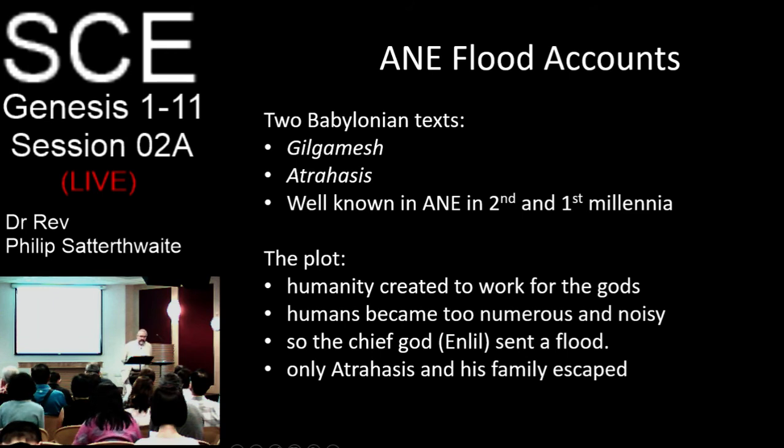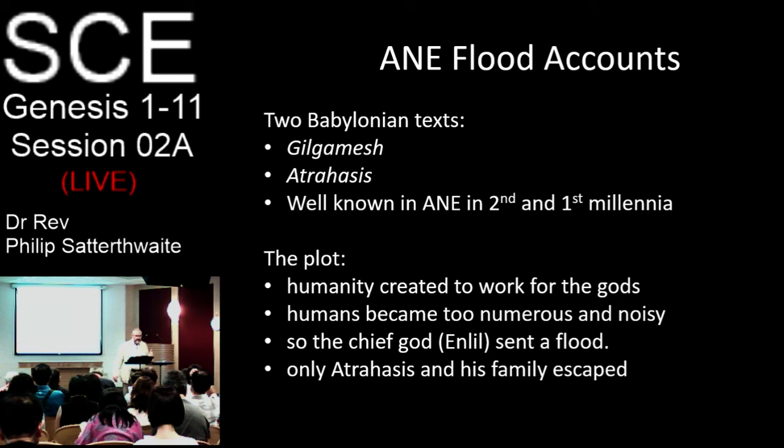I will read part of the account from Gilgamesh Tablet 11, as that's the clearest text. There are a number of divine names, mainly the names of gods of storm, lightning, and water. There are also some poetic expressions in this text, but the general meaning, I hope you'll find, is clear. The plot of the entire flood account in Gilgamesh is as follows.